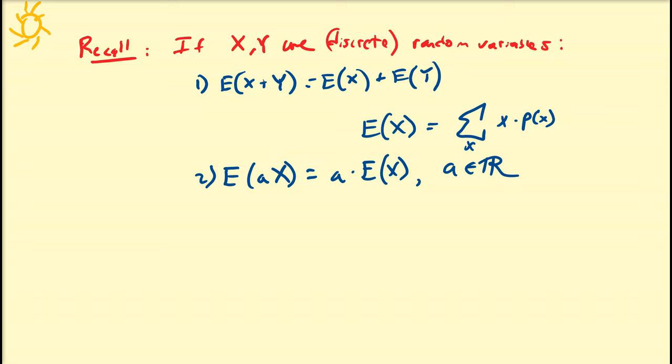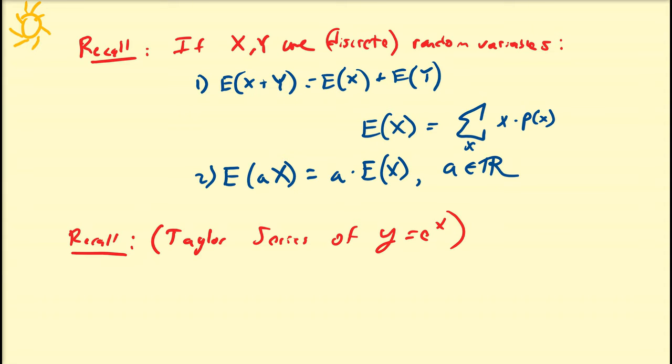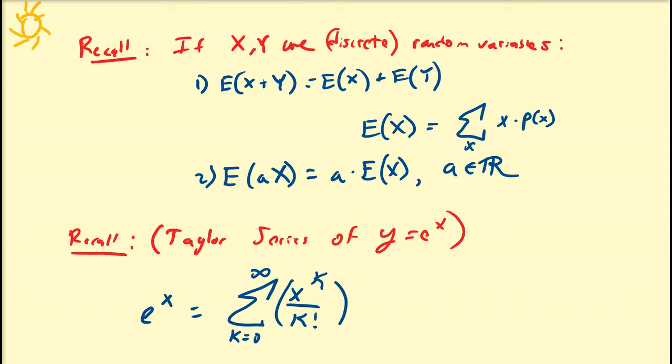And this is true where a is some constant or scalar. Also, recall the Taylor series. So the Taylor series of the function y is equal to e to the x. So the Taylor series for e to the x is equal to the infinite sum from k is equal to 0 to infinity of x to the k divided by k factorial. So we're going to combine both these to create what is called the moment generating function.